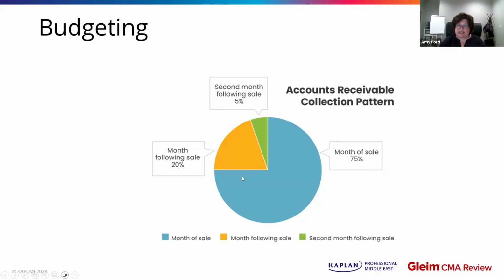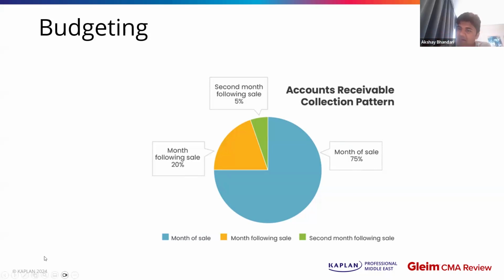And so a CMA exam question could say, given this collection pattern, given that sales budget that we saw earlier, how much would the company expect to collect in April? And so you would have to put together, that means in April, you would be collecting 75% of April, but you would also be collecting some from March and February. So you have to work backwards.